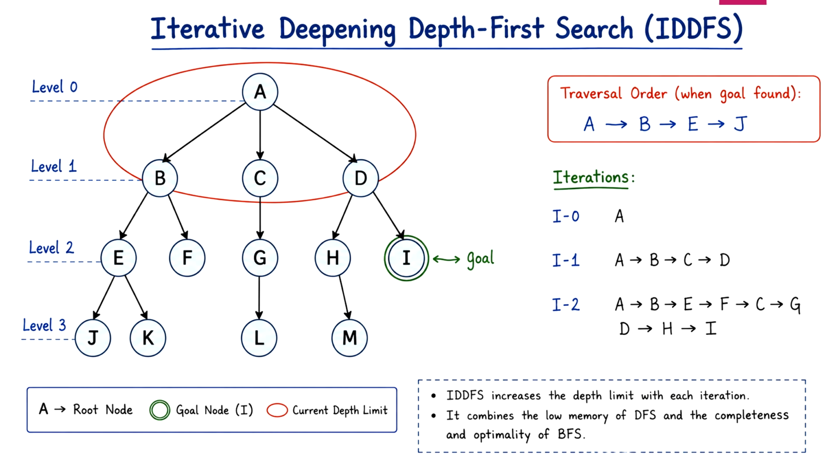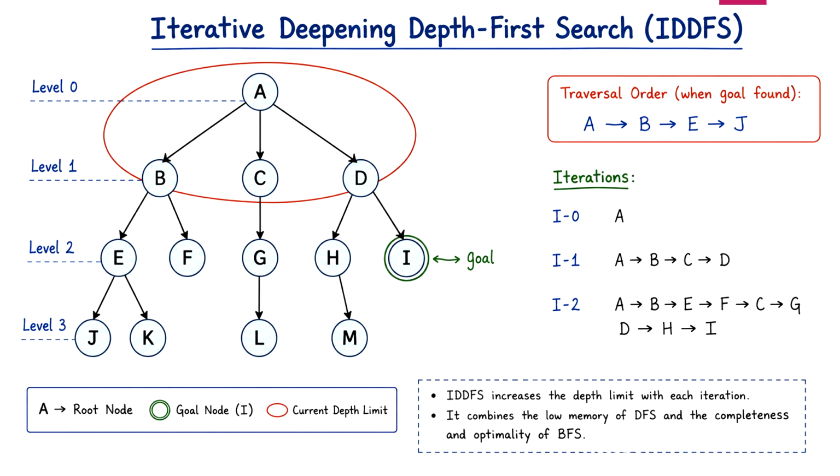Only one node, A, is visited. Now it is checked whether the goal node is found or not. No, the goal node is not found. So next, the depth level, that means the iteration level, is increased. Now iteration level i is equal to 1. Now DFS explores one level deeper. Now the visited nodes are A, B, C, D.